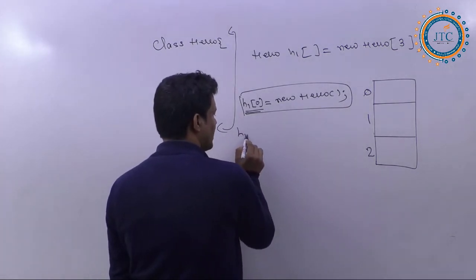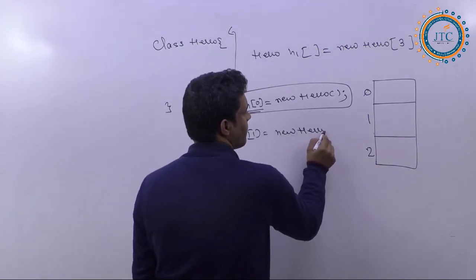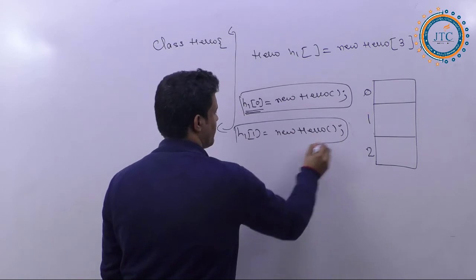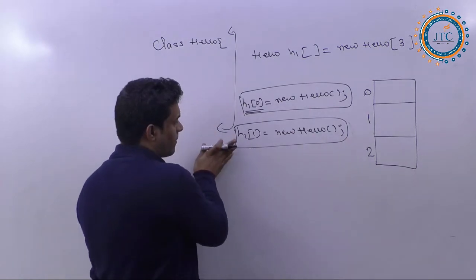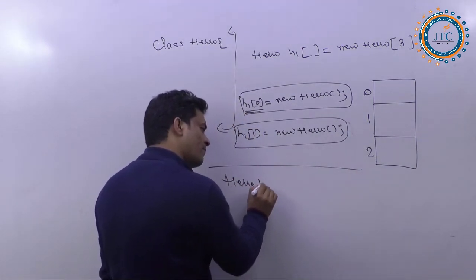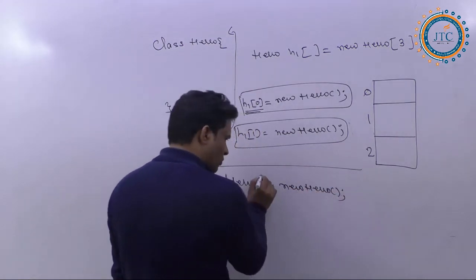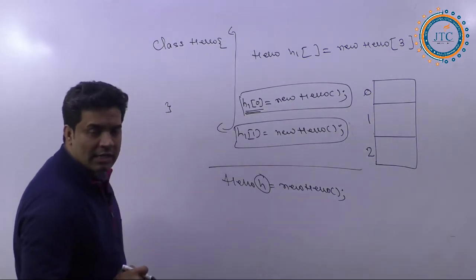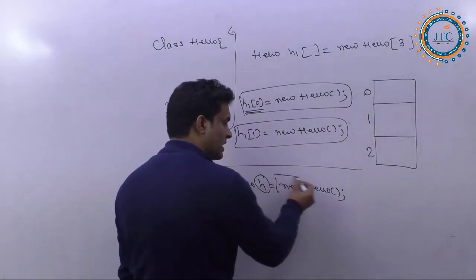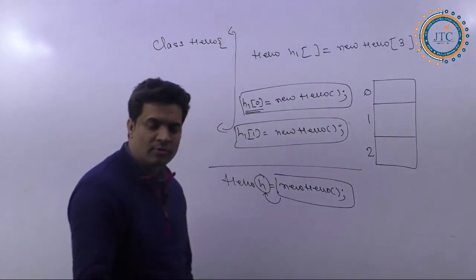In the same way, h1 of 1 is equal to new of Hello I have written, and this is another object we are storing. If I write the same thing like this, Hello of h is equal to new of Hello, what is this h1? It is working as a reference variable. It is storing your object reference inside this.